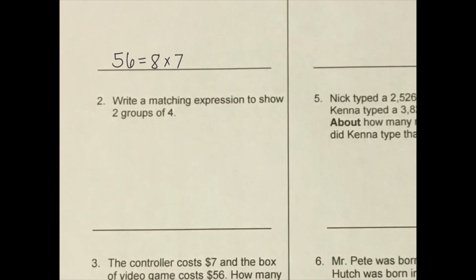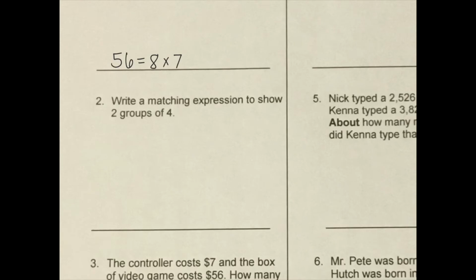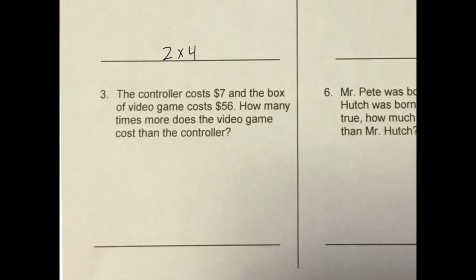All right, number 2. Write a matching expression. Expression means with no equal sign. To show 2 groups of, that means multiply, 4. So to make it match exactly, 2 times 4. All set.